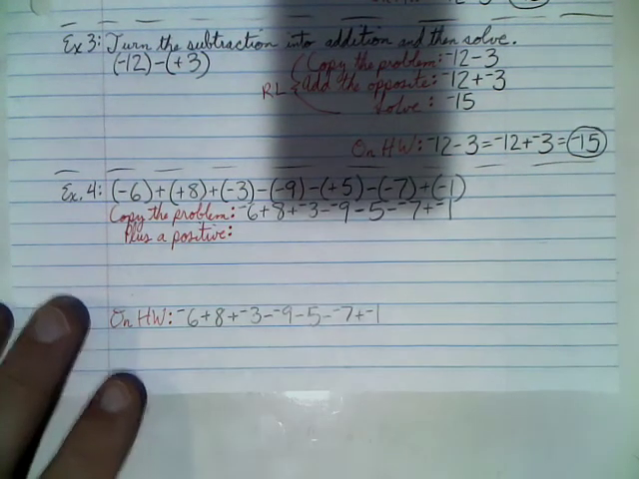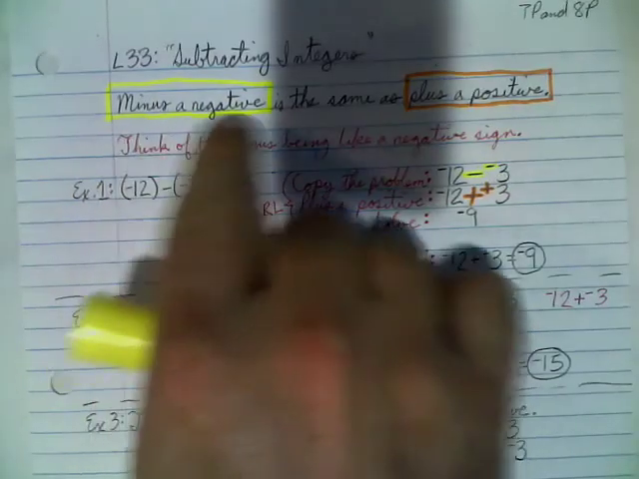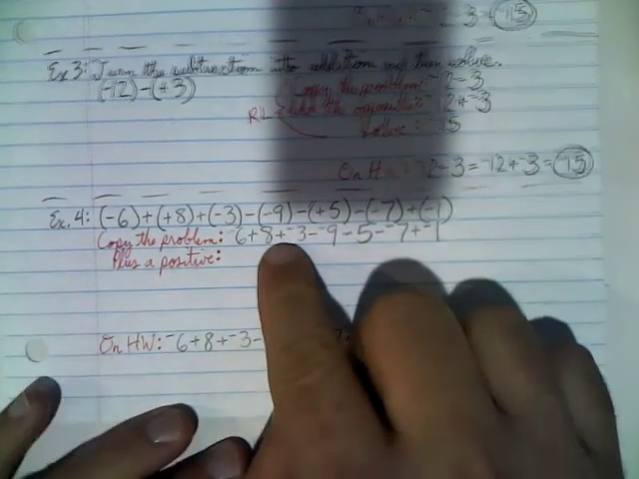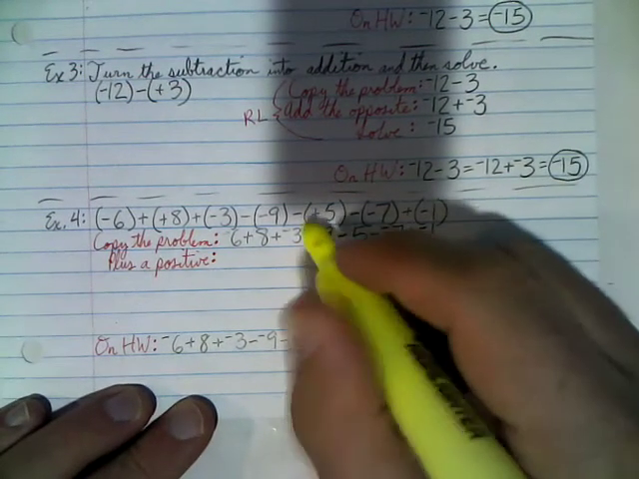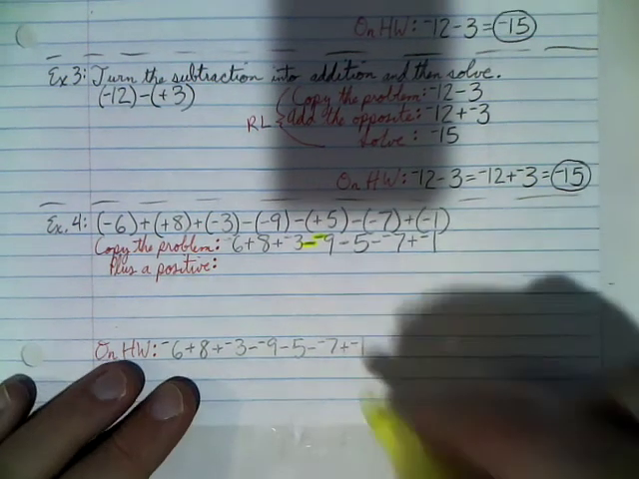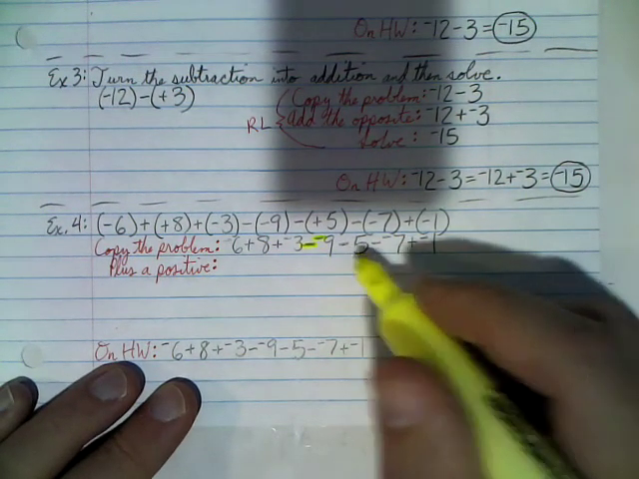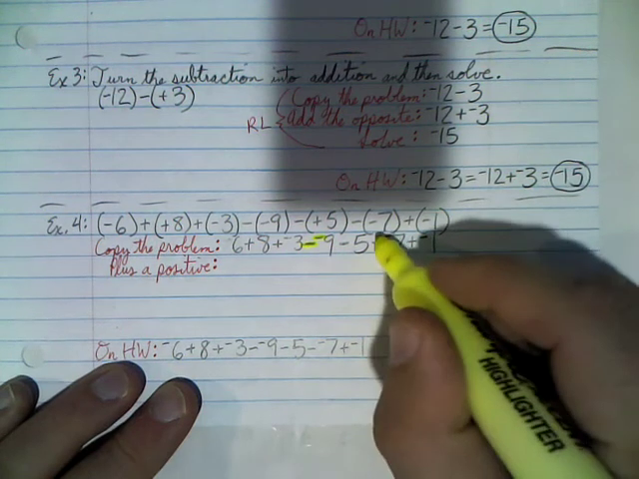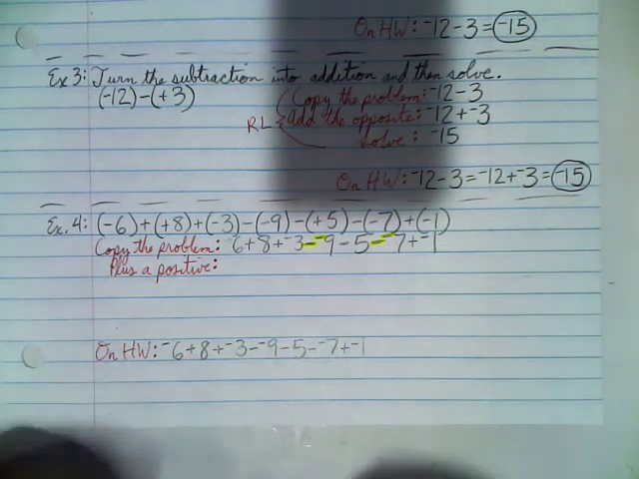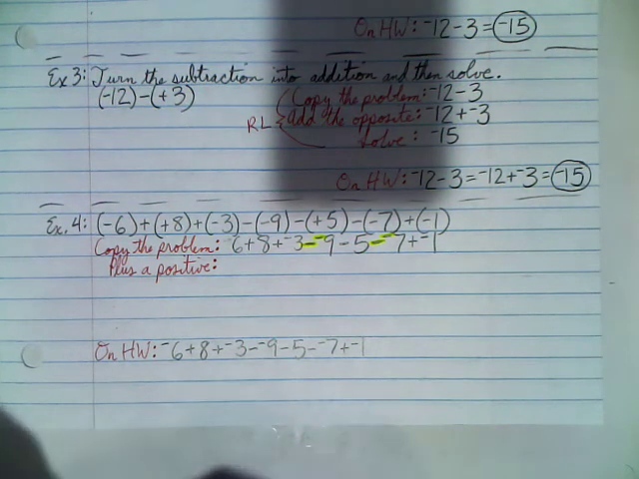So grab your yellow highlighter first, because remember yellow highlighter is minus a negative. So let's find all the places we found minus a negative. So that's got a plus, that's a plus, minus -9. So minus -9. And then I have a -5 minus negative 7. And then plus -1. Okay, so just 2 places. I find it in 2 places.